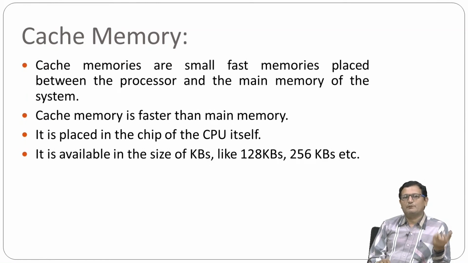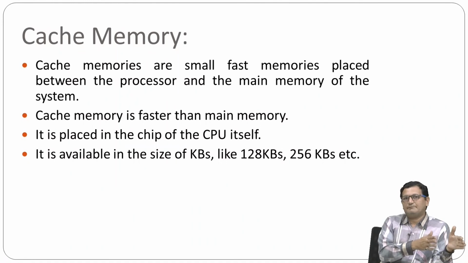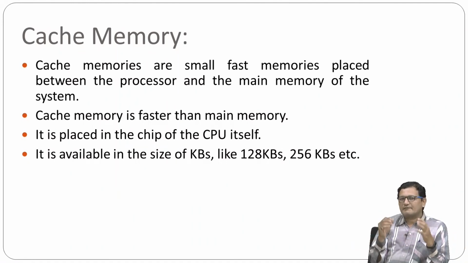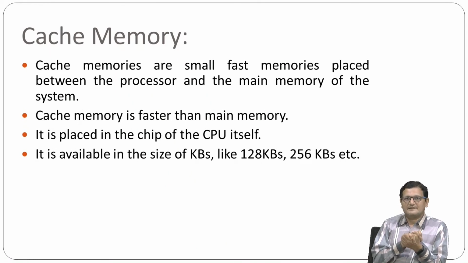Then we have one more memory which is called cache memory. Cache memory is the fastest memory. It is made from flip-flops and it is placed between RAM and CPU. So cache memories are placed between the CPU and main memory, right? And they are available in sizes of KBs or MBs, and if you put in a few KBs of cache memory, that enhances the performance of our system a lot.